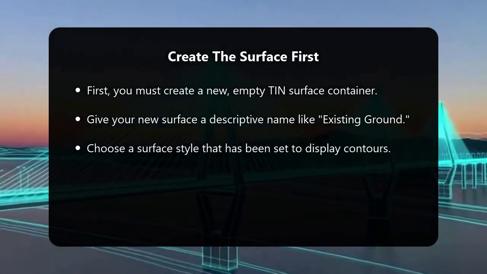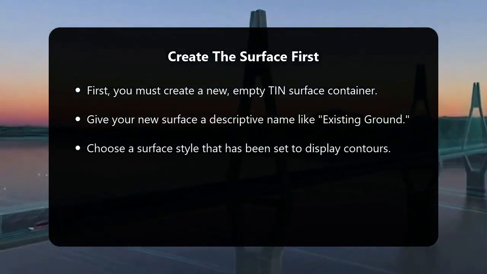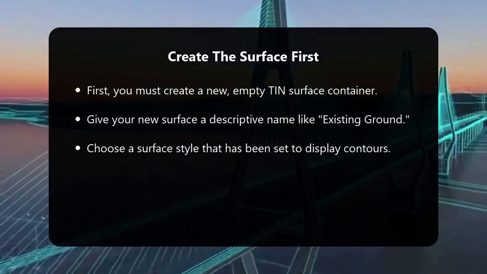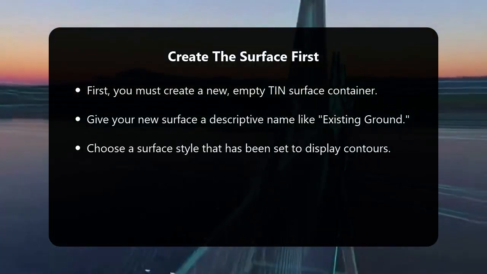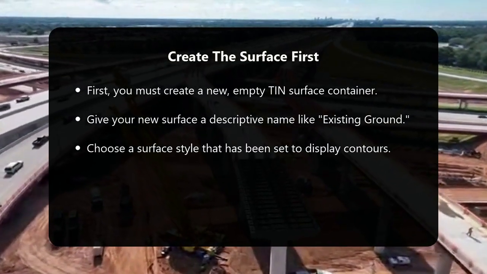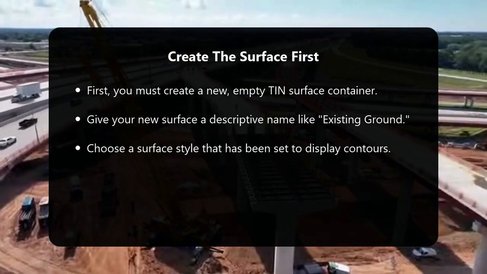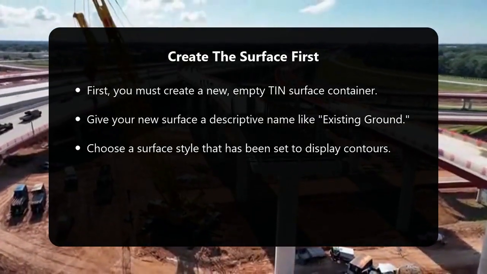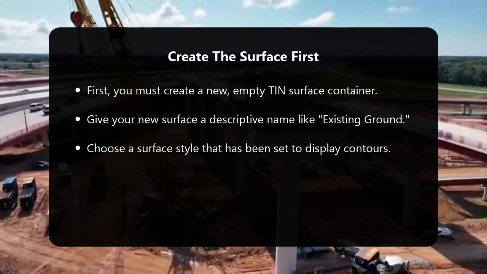Adding contours to a surface in Civil 3D is a fundamental process for creating an accurate digital representation of terrain. This process uses existing polylines, which have elevation data, to define the shape and topography of your surface model. Before you can add any data, you must first have a surface to add it to.